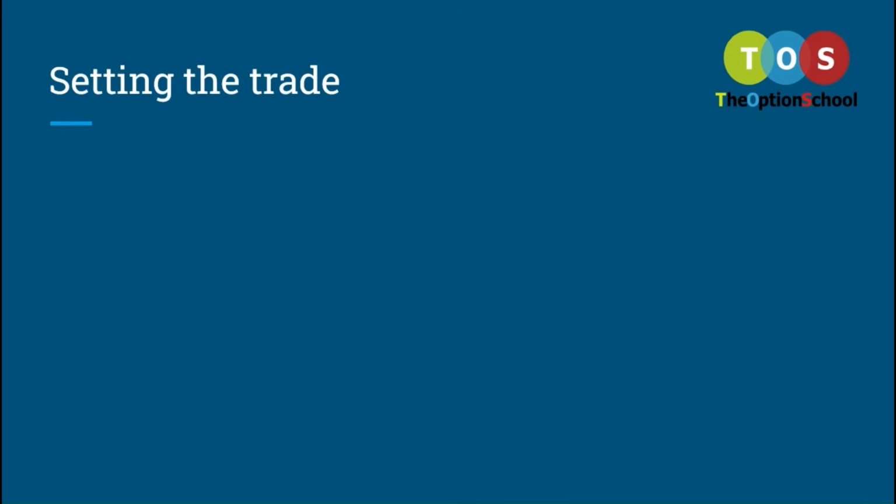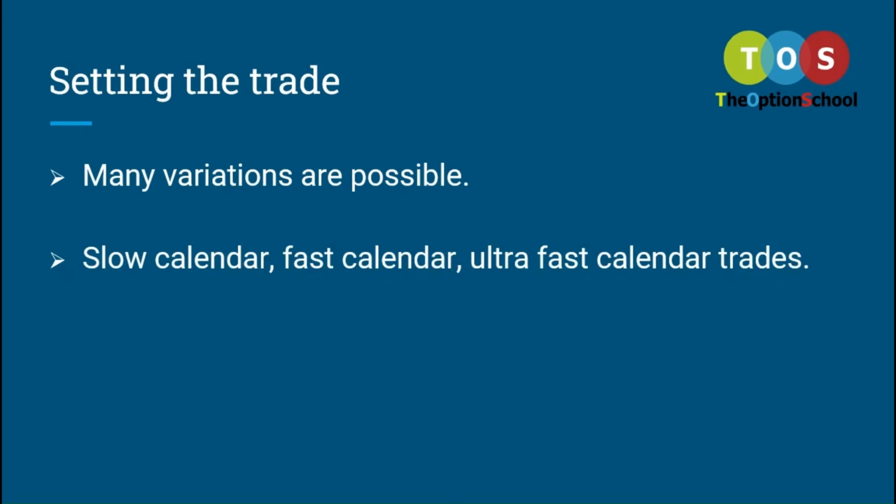Many variations of calendars are possible. There can be slow calendars, fast calendar spreads, and ultra fast calendar spreads. Now what are slow calendar spreads? Calendar spreads with long duration, something like monthly. A fast calendar spread can be weekly-monthly. Ultra fast can be weekly, or even expiry-day trade calendar spreads.